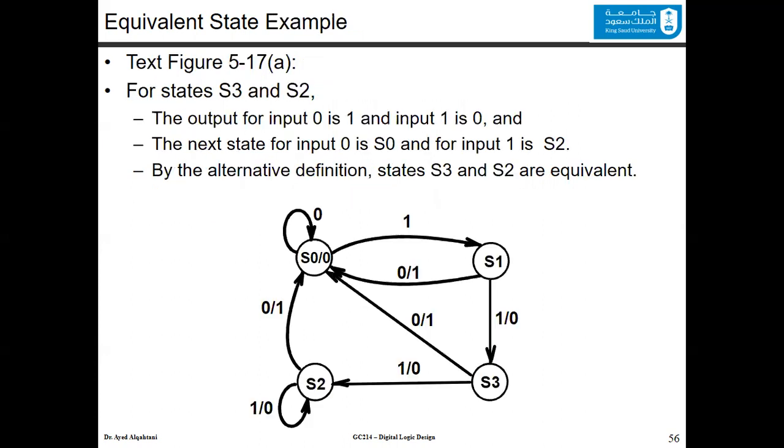To check this, let's see this state diagram. Now, I would like to ask if this state diagram is Mealy or Moore. You can see some of the arcs have outputs on them, some of them don't. Some of the states have no outputs on them, and some have outputs. And because of this, the state diagram is neither a Mealy nor a Moore machine.